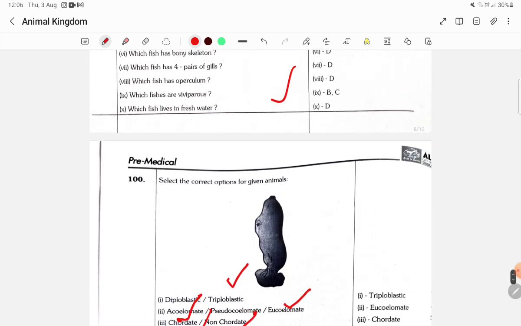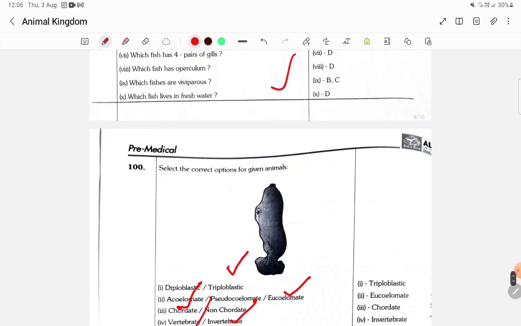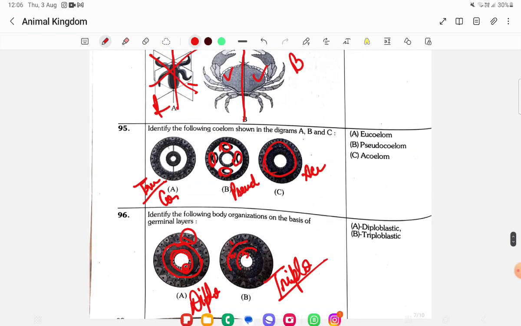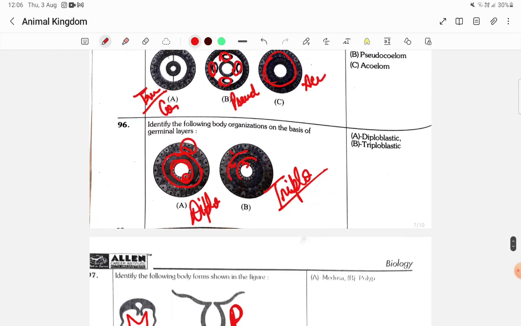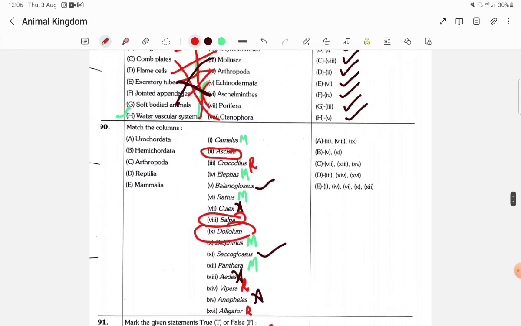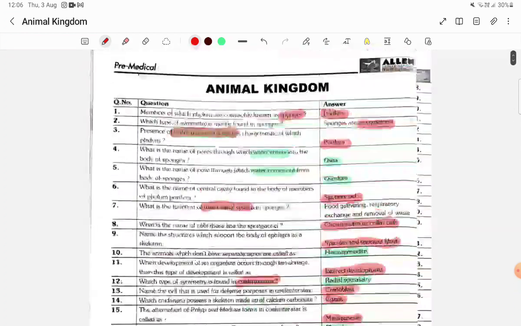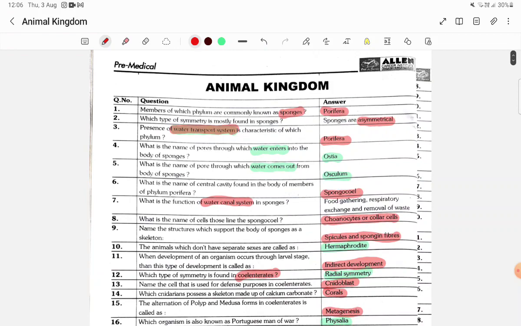So these are the 100 questions we have to do. इसमें हमने NCERT के सारे diagrams cover करे हुए हैं. इन सारे questions में covered हैं. Like everything is covered in this page or in these 100 questions. This is a study material of Allen Institute. So like revision के लिए more than sufficient है.